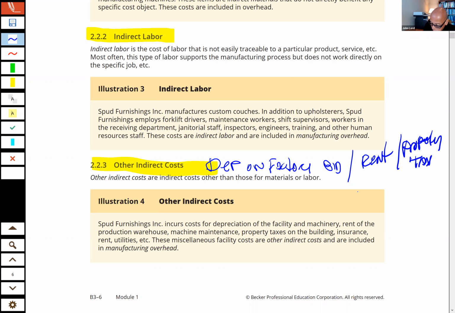Okay. What else? Rent on a factory building, property taxes. Okay, utilities. Again, all of these would be considered in that category of others. And that one might get a little more challenging simply because they don't have the word indirect in front of them like we do with indirect labor and indirect materials.